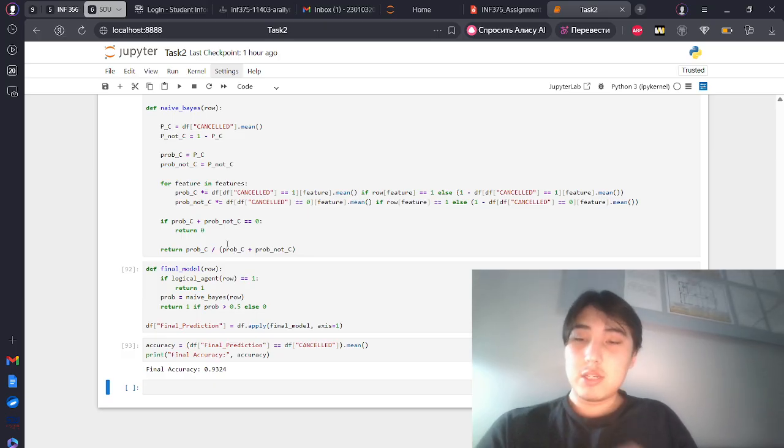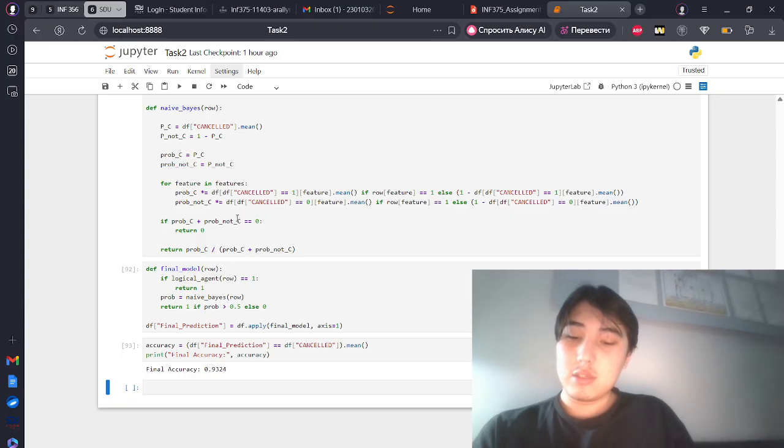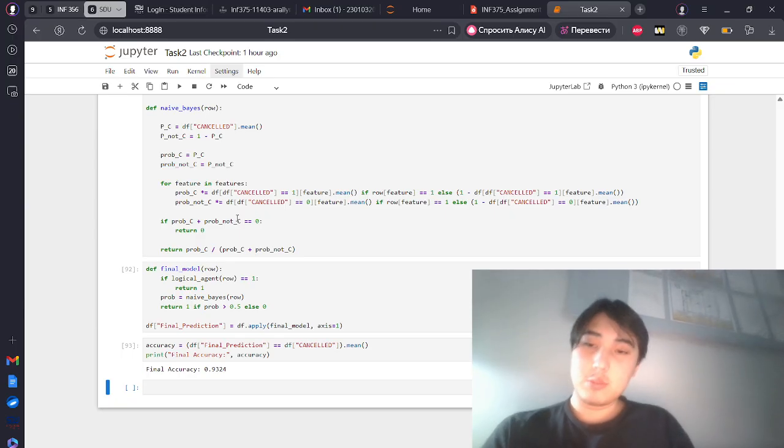And after running this final model, I calculated the accuracy, which is 0.93, which means that the model correctly predicted about 93% of the flights. This shows that combining logical rules and Bayes gives very good results for predicting flight cancellations.